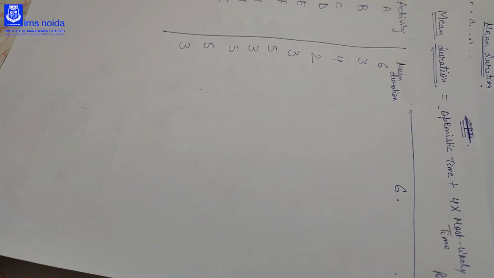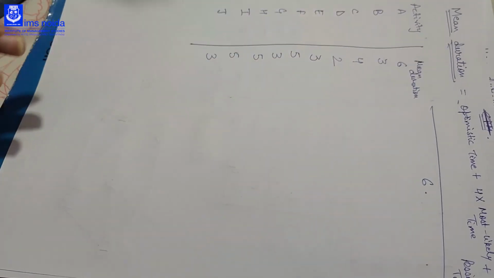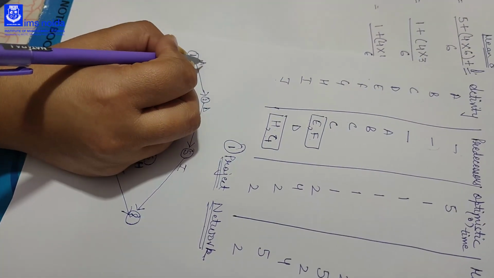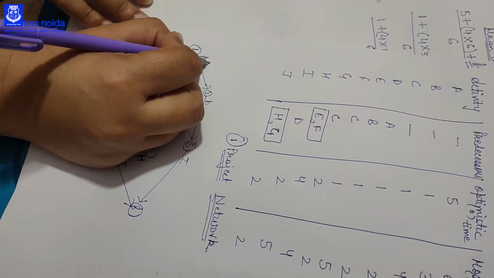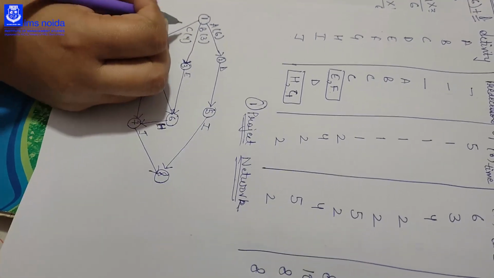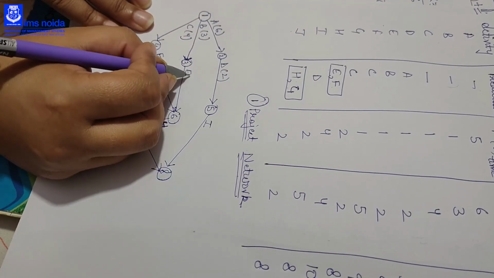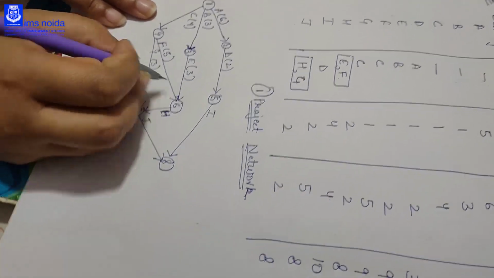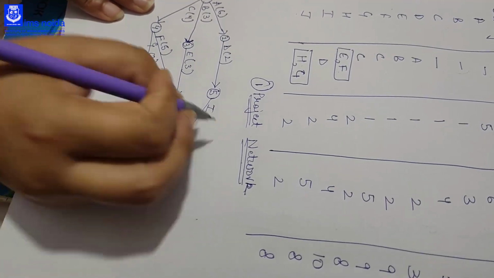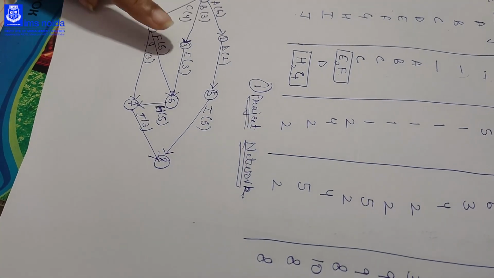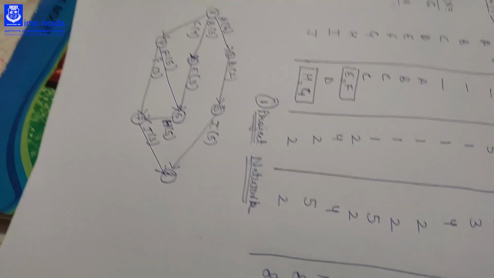So now let's see how we will use this duration. We will use it in the same way as we used the duration in the critical path method. Now you have to write the duration in front of every activity: for A we have 6, then 3, then 4, then 2, then 3, then 5, then 3, then 5, then 5, and then 3. This is the same thing which we did in the critical path method.